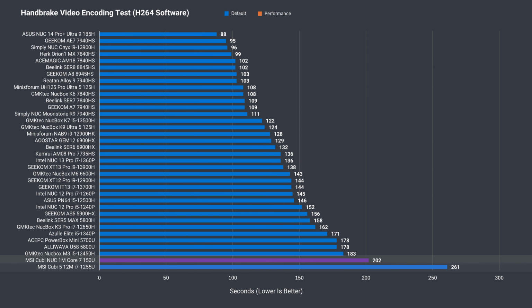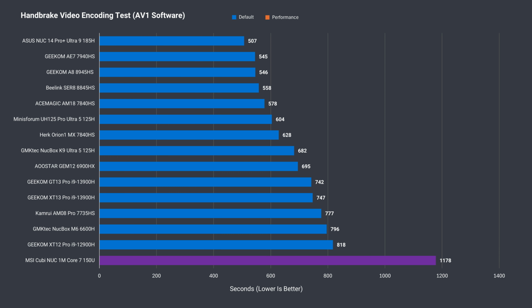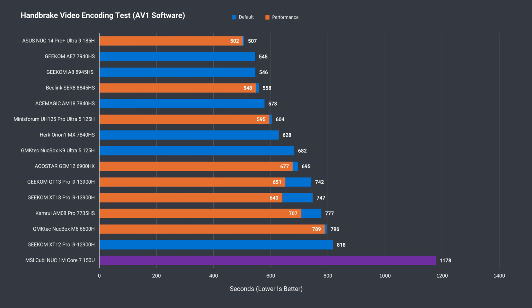H.264 encoding is much better than previous gen, but still falls short of the AMD Ryzen 5700U and 5800U. I don't have any U-series data for AV1 encoding, but you can see it takes quite a bit longer on the 150U versus the higher-end chips. Unfortunately, this CPU does not support hardware AV1 encode.